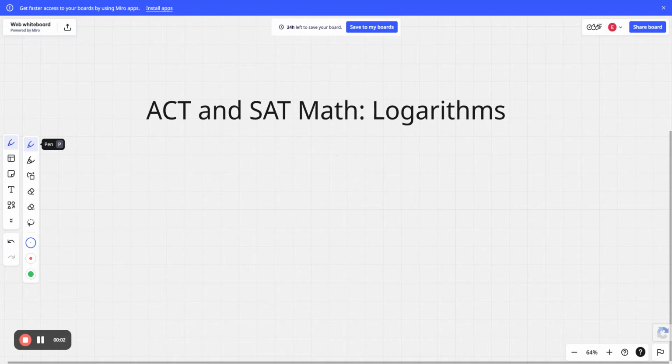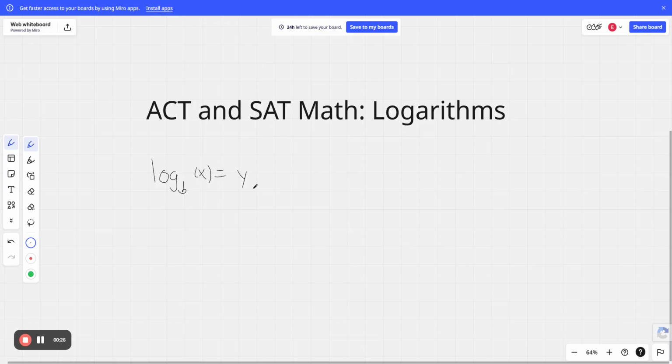Hey guys, today we're going to be going over the SAT and ACT math concept known as logarithms. So essentially what a logarithm is, I will draw an example here. This is what a logarithm would look like. The way we would say this out loud would be log base b of x equals y.